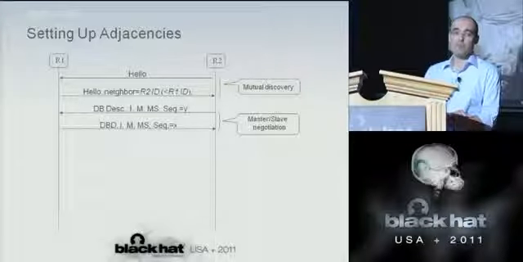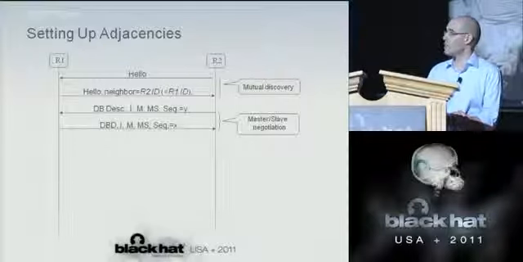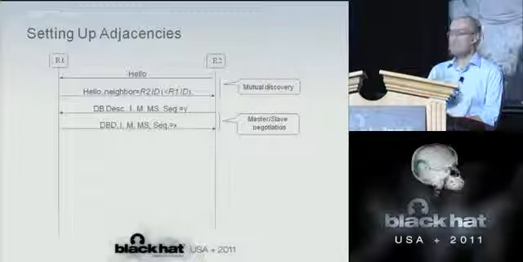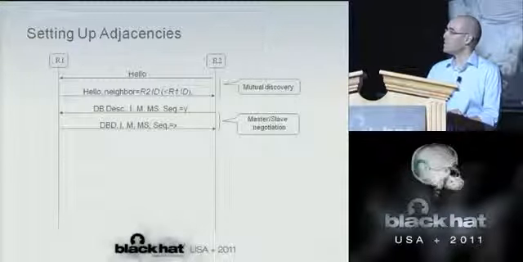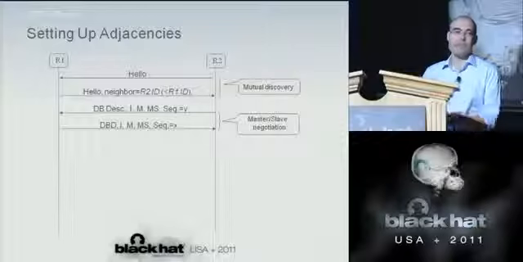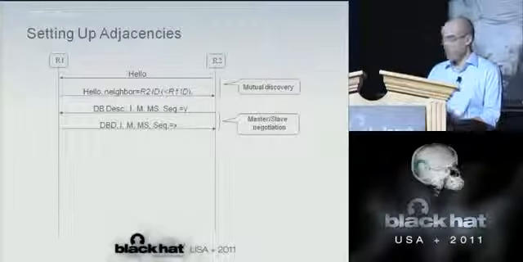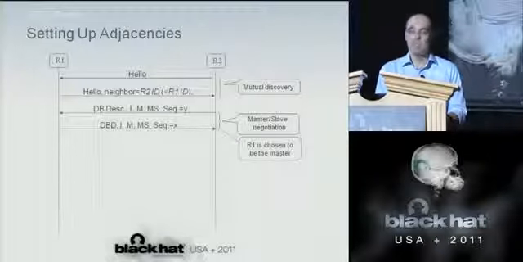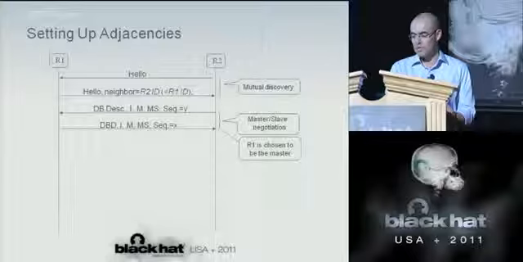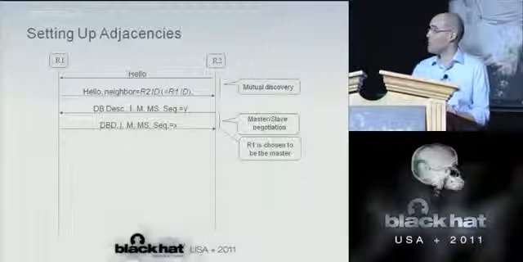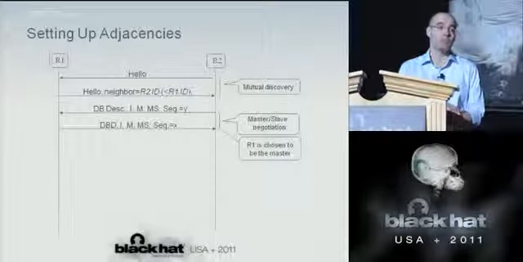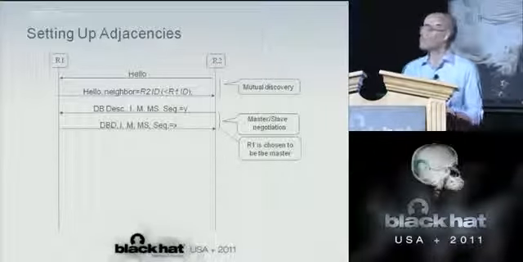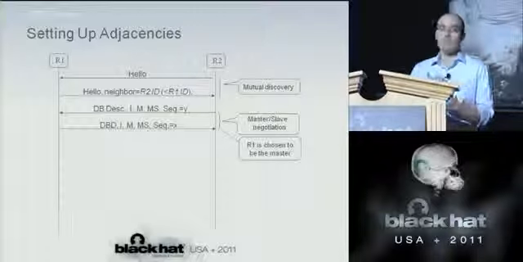R1 does the same. It also sends out its database description with the I, M and MS flags set, meaning that he is also declaring himself to be the master, and he picks a totally different initial sequence number. Now, since in this example R1 has a higher identity than R2, this means that R1 is now chosen to be the master, and R2 concedes to be the slave. And this means that now the sequence number chosen by R1 is used throughout the exchange.